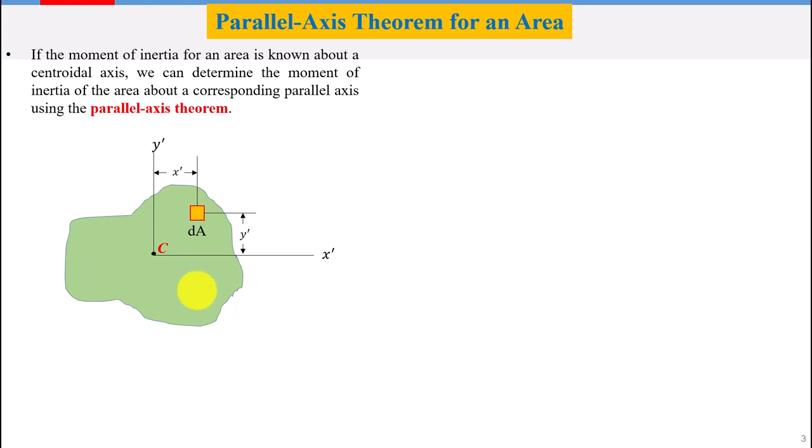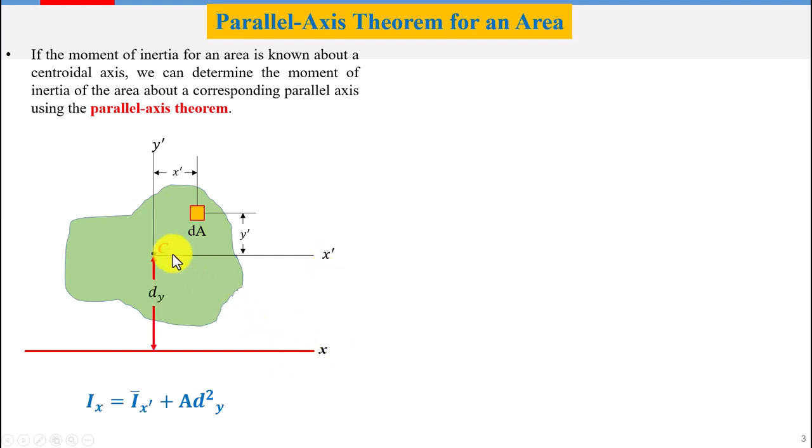Okay, if I calculate that moment of inertia about this centroidal axis, simply by taking any axis parallel to this axis, for example, x prime, you can take also y prime parallel axis, okay? So for this case, if I take the parallel axis to x prime, which is x, the distance between those two axes is dy, so the new moment of inertia about this new axis, which is parallel to x prime, can be written as I x prime bar plus A dy square, okay?